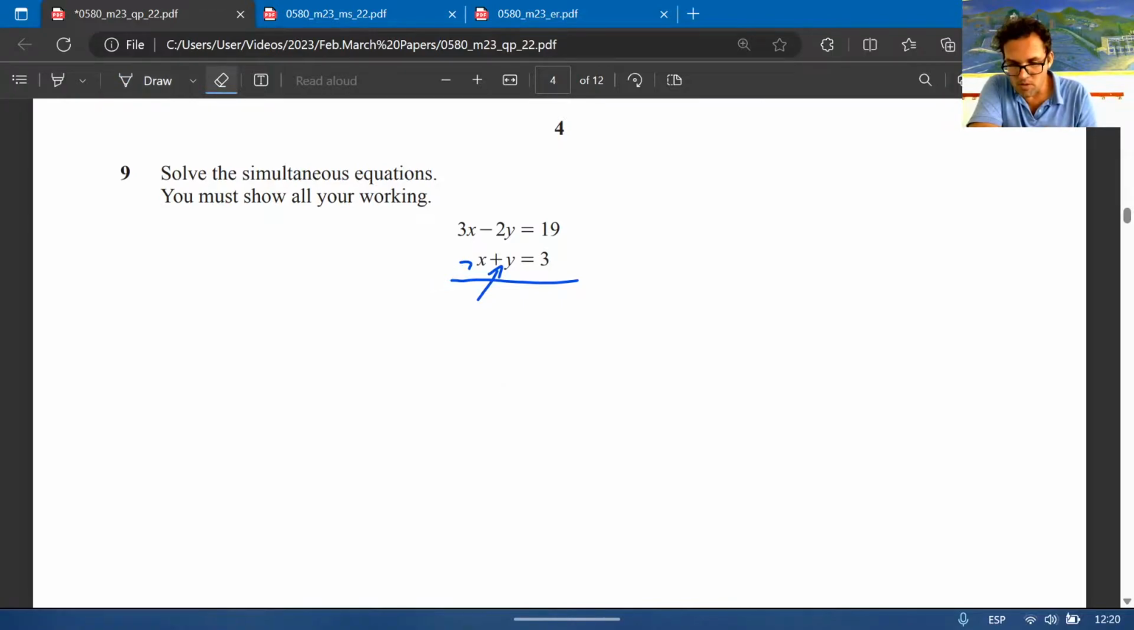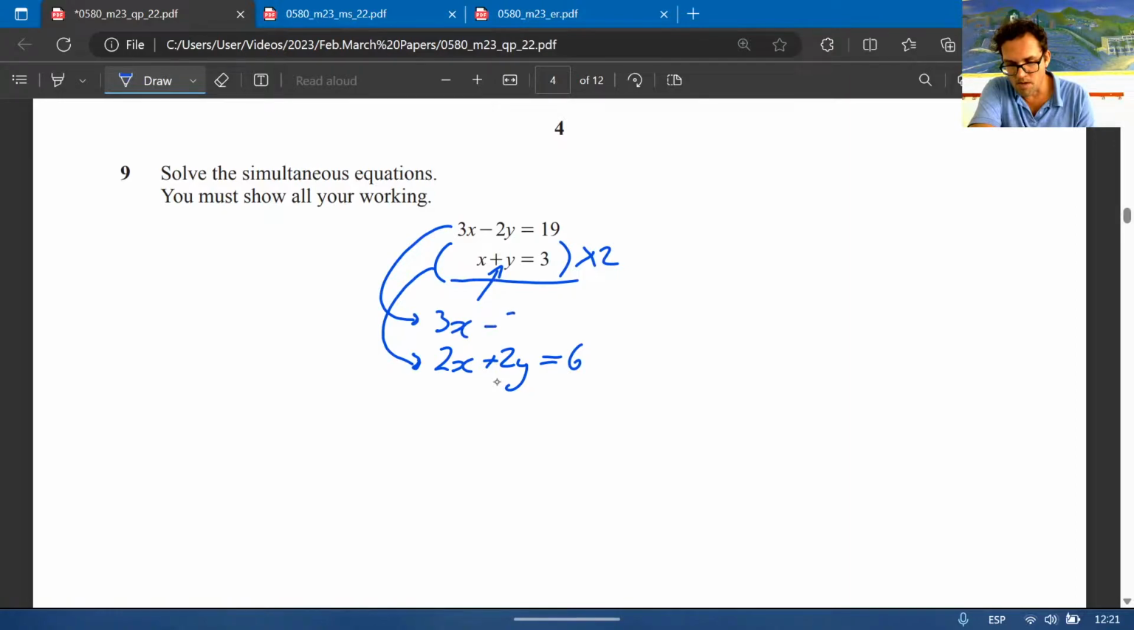So what I'm going to go for, because I like smaller numbers, is to put a 2 in front of that y, but the only way to do that is to multiply the whole equation by 2. Otherwise the equation is not true anymore. You can't just shove a number in there. But if we multiply everything by 2, the equation stays true. So I'm going to write the answer here. Everything times 2 will give us 2x plus 2y equals 6. Then I'm just going to take that first equation and write it down again. So that's 3x minus 2y equals 19.